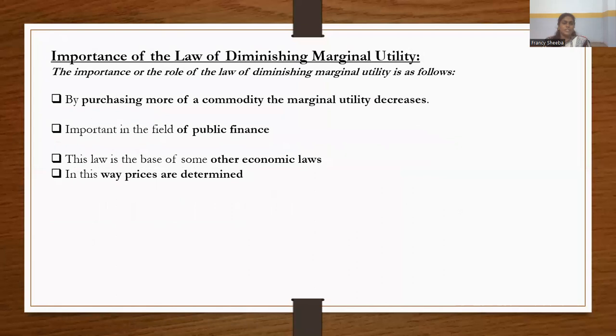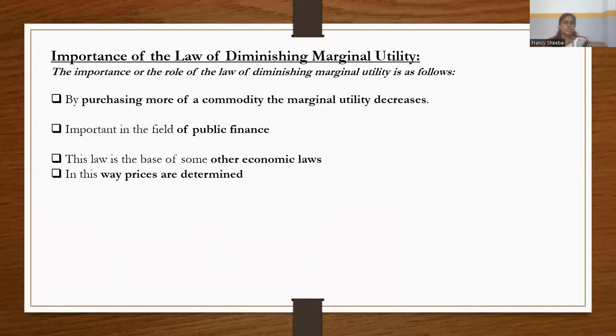Importance of the law of diminishing marginal utility. The importance or the role of the law of diminishing marginal utility is as follows. By purchasing more of a commodity, the marginal utility decreases. Due to this behavior, the consumer reduces expenditure on that commodity. In the field of public finance, this law has a practical application, imposing a heavier burden on the rich people.